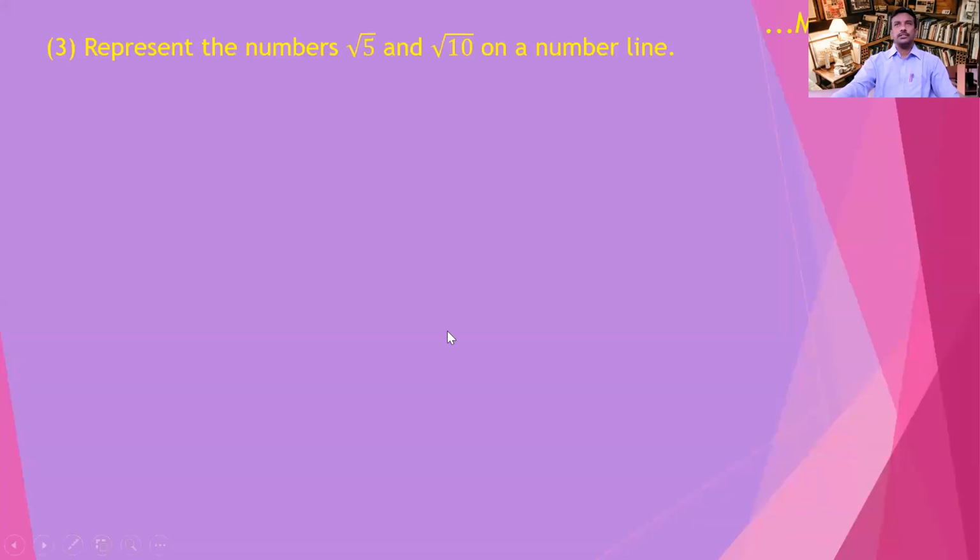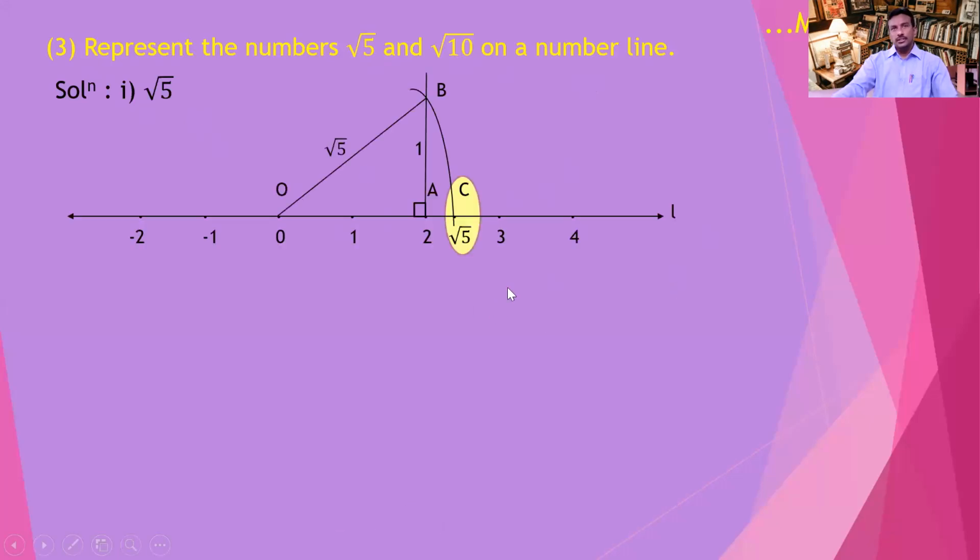Next question: represent the numbers root 5 and root 10 on a number line. We have to show these two numbers, which are irrational numbers, root 5 and root 10, on a number line. So how can we show these two numbers on a number line? Let's see. First of all, we will see the first example, that is root 5. Show root 5 on a number line. How to show it? What do we have to do?